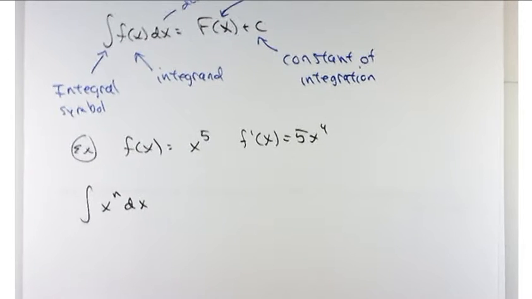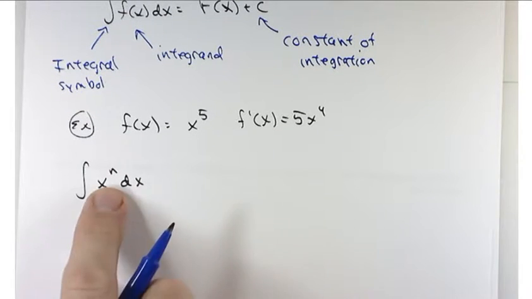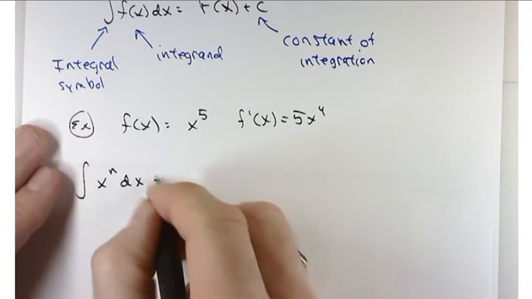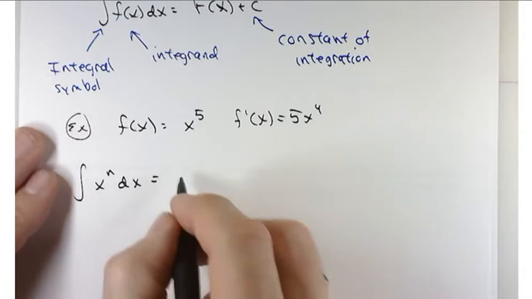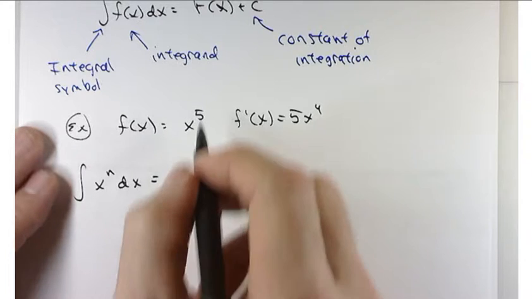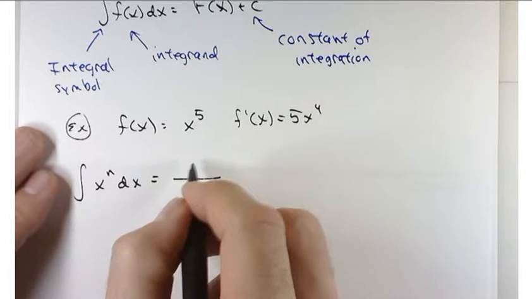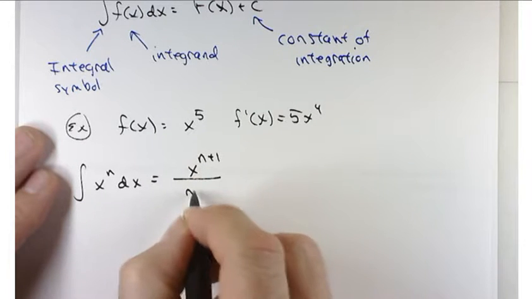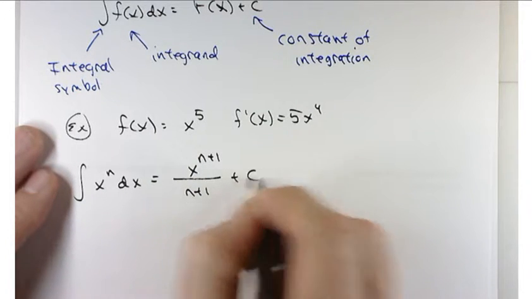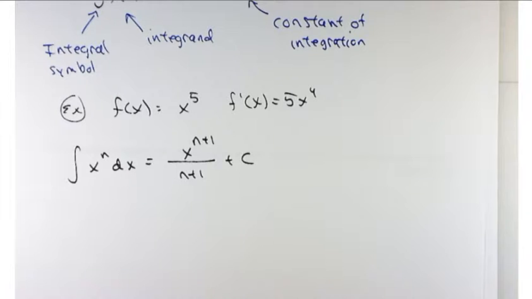So the integral of x to the n, well, I've got to reverse those. Instead of multiplying by something, I'm going to divide by something. And instead of subtracting 1, I'm going to add 1. So it's going to be x to the n plus 1 divided by n plus 1, plus a constant. Yay.